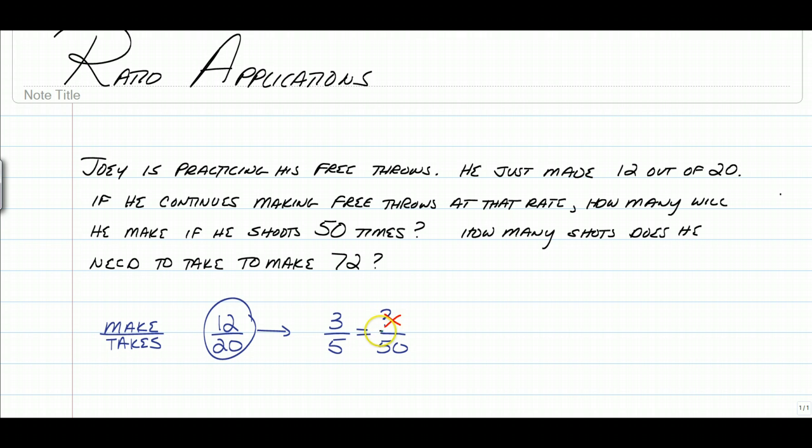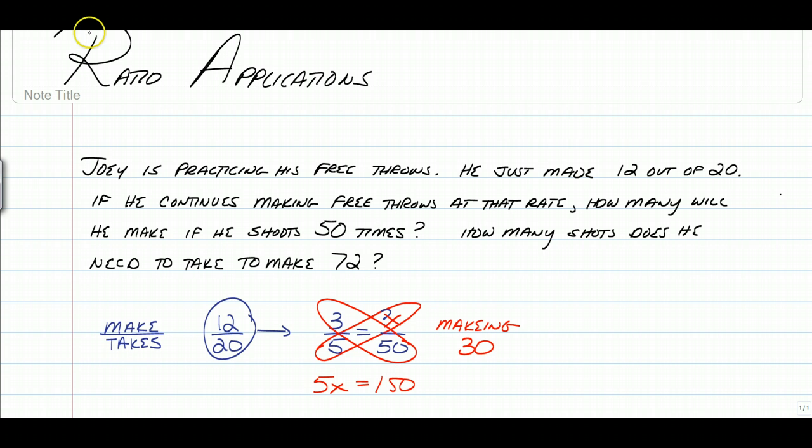Well, to do that, we're just going to call our unknown x, and then you just have to cross multiply. So 5 times x, 5x, is equal to 3 times 50, which is 150. Divide both sides by 5, and you end up with him making 30 free throws. Okay? So really it's just setting up two ratios and cross-multiplying, and you find out that if he takes 50 shots, he'll make 30 if he continues at that rate.